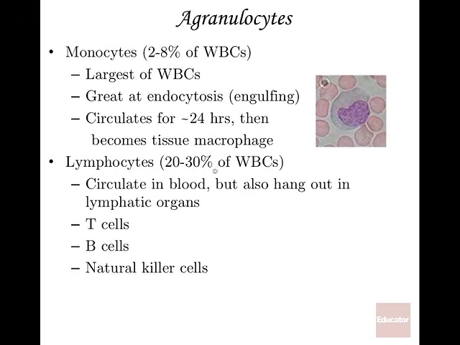Lymphocytes. About 20 to 30% of white blood cells are lymphocytes. They circulate in the blood, of course, but they also hang out in lymphatic organs like the spleen.